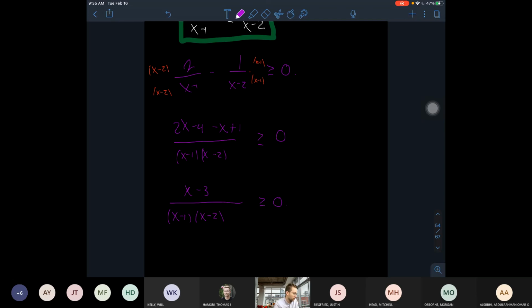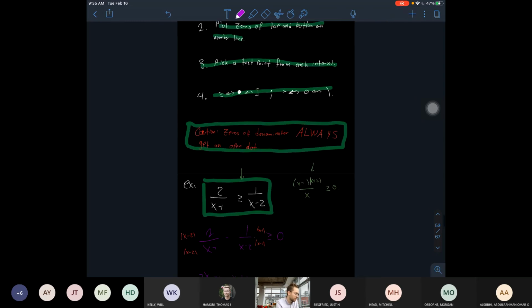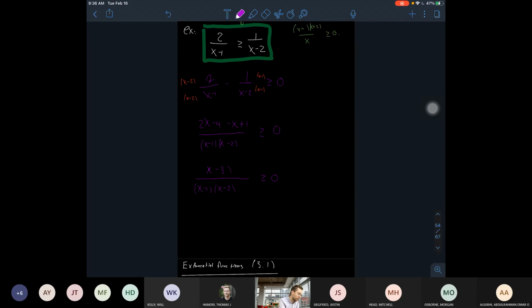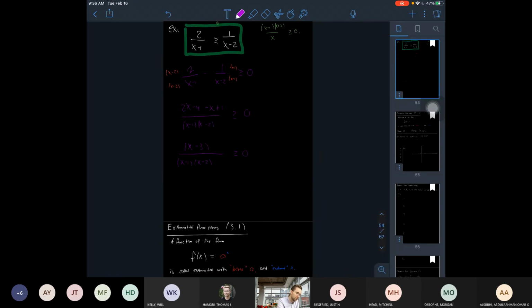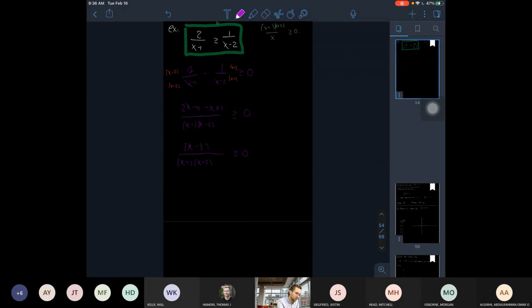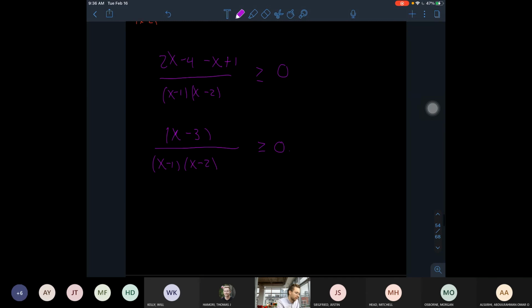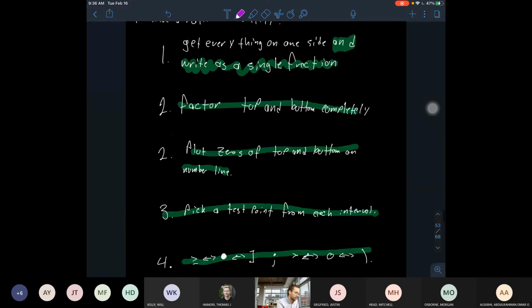Okay, so I don't even really need to do the second step, which is to factor the top and bottom completely, because it's already sort of factored for me, right? Okay, so the next step, now that I've gotten, I realize I wrote step 2 twice here. Three, 4, and 5. How about that?